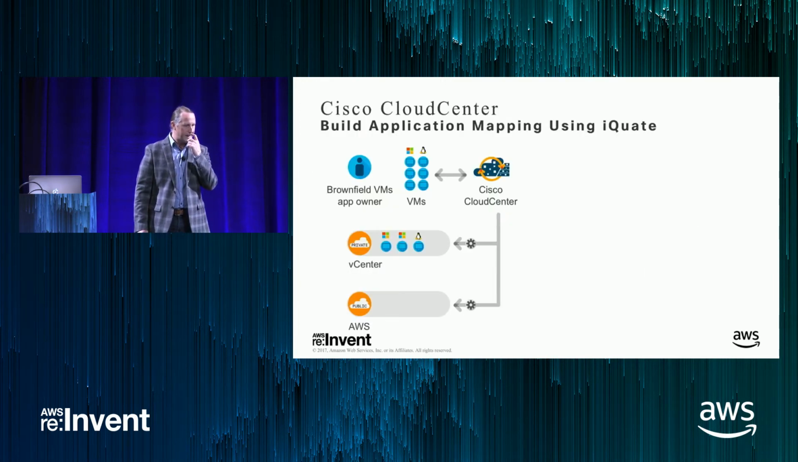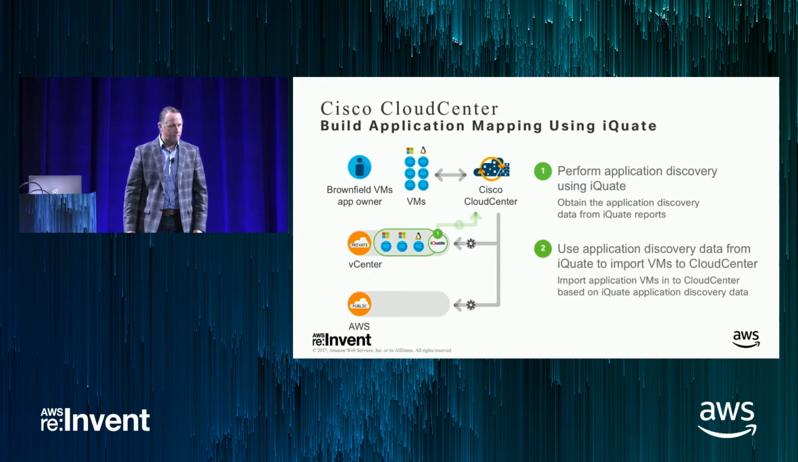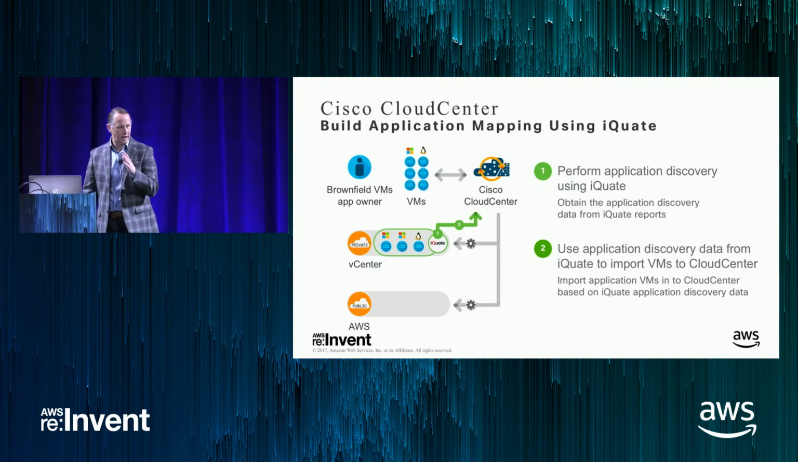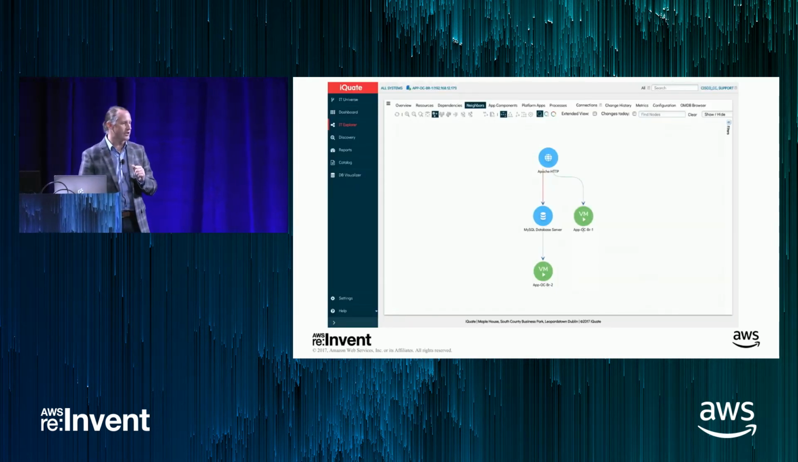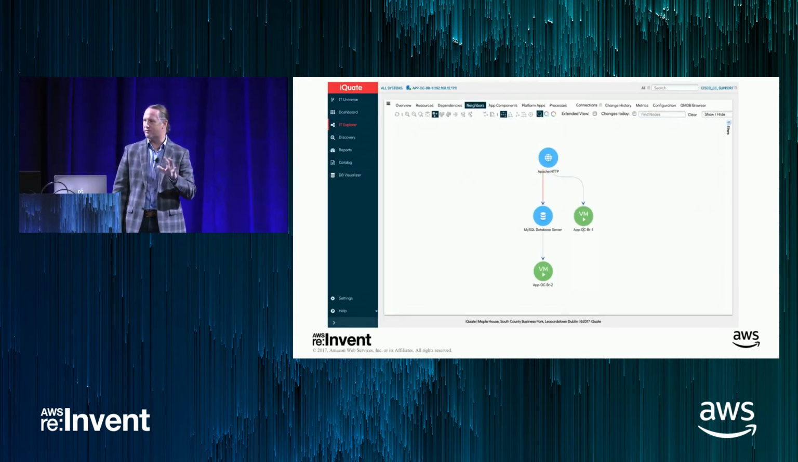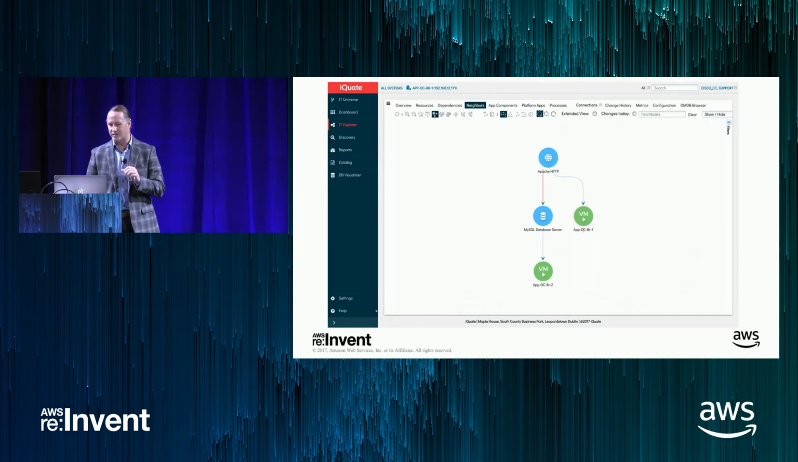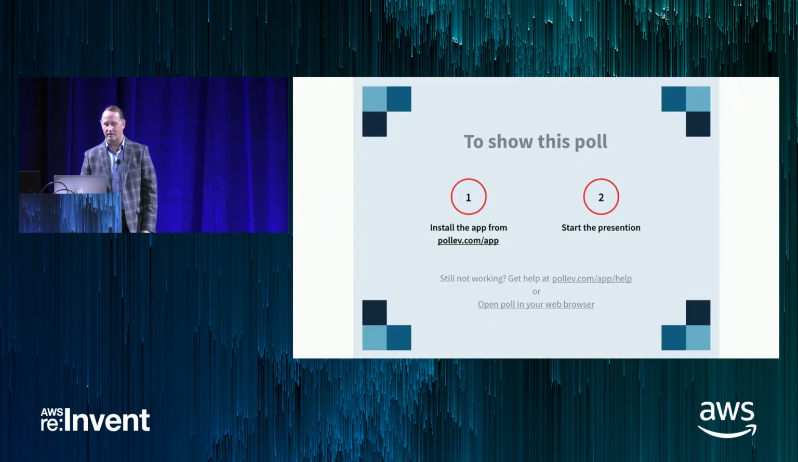Okay? Now, a little graphical here. We're going up. iQuate is sending the information it gets from the discovery to CloudCenter. Okay? So here's an iQuate screenshot. They've gone out and discovered the environment and brought me back an application dependency mapping. I can now see what's talking to what. I have an app business service. It sits on this virtual machine. I have their name. I have all this information. This has now all been brought into CloudCenter.